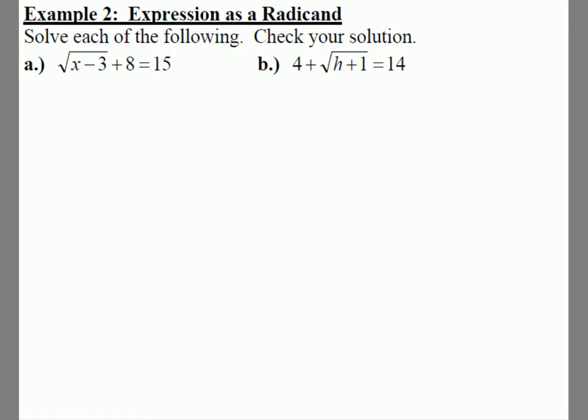Let's try solving each of the following problems. Make sure that you always check your solution when you're done. So let's look at example 2a.